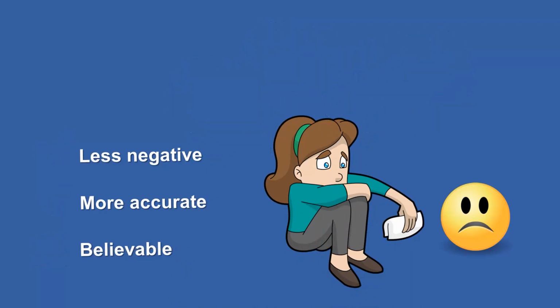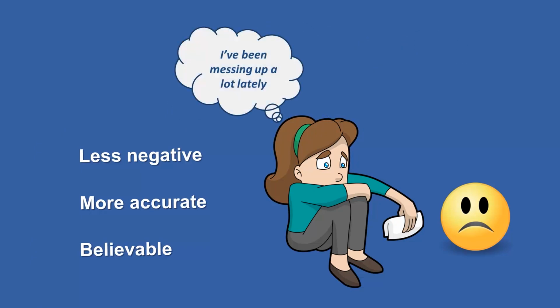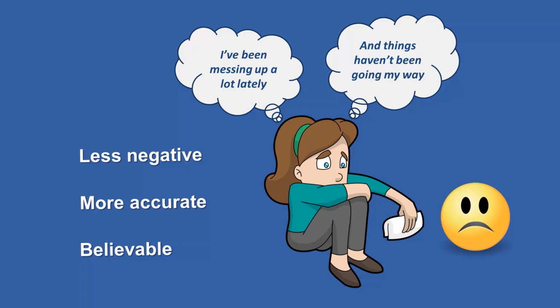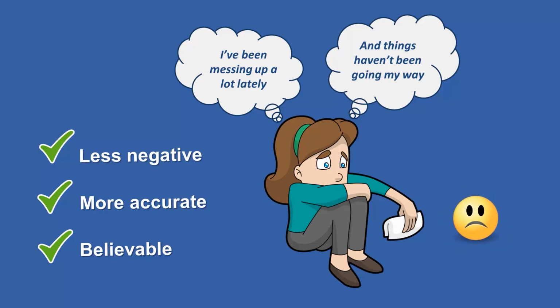So instead, maybe we think, I've been messing up a lot lately, and things haven't been going my way. And that's certainly not a positive thought, but it is less negative than our original thought, and it's also more accurate. And so maybe we can believe something like this. And even though it's not a particularly happy thought that's going to make us stop feeling sad or depressed, it'll probably improve our moods a bit, or make our feelings and emotions a little less strong or intense. Or maybe it just helps prevent us from feeling even worse. And either way, any of these is a step in the right direction.